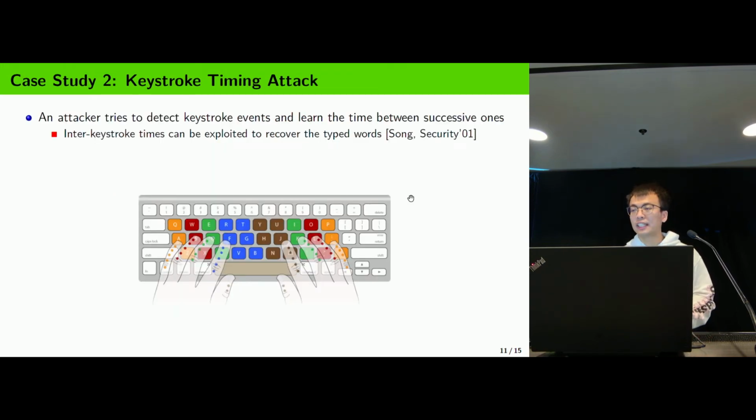The second case study is to infer the typed keystrokes and learn the inter-keystroke information. Basically, this information can give the attacker knowledge like the password length. Although the typed word cannot be directly revealed, this inter-keystroke timing information may be exploited to recover the typed key pairs, because typing different key pairs will actually take a different amount of time.